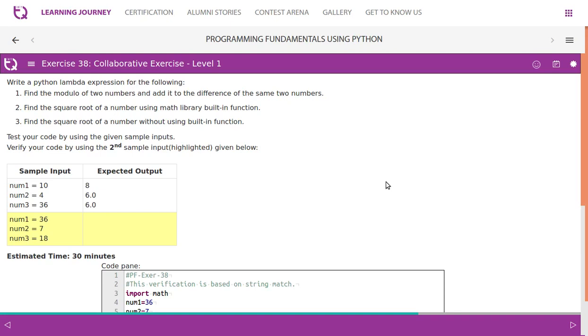Write a Python lambda expression for the following. Find the modulo of two numbers and add it to the difference of the same two numbers. Find the square root of a number using math library built-in function. Find the square root of a number without using a built-in function.